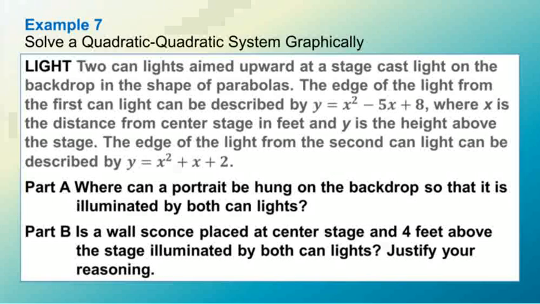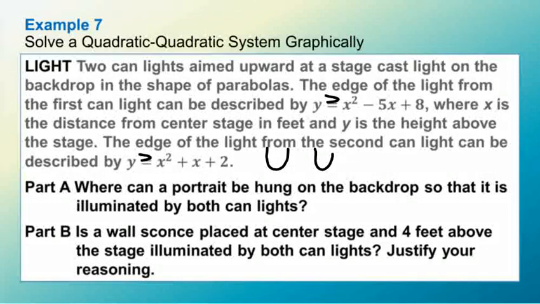Part A, where can a portrait be hung on the backdrop so that it is illuminated by both can lights? So to solve this one, we're going to graph both quadratic equations, but we're going to make it an inequality here. So this is going to be greater than or equal to, and this is also going to be greater than or equal to. The reason is that when we graph them, they're both going to go upward because the a is positive.